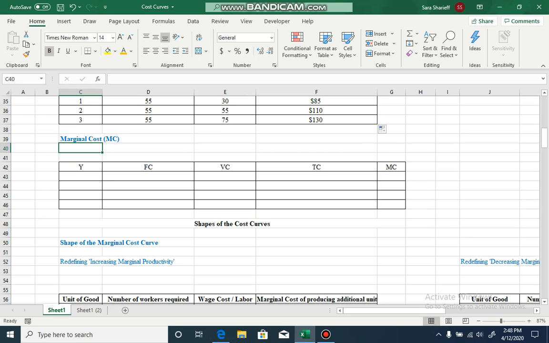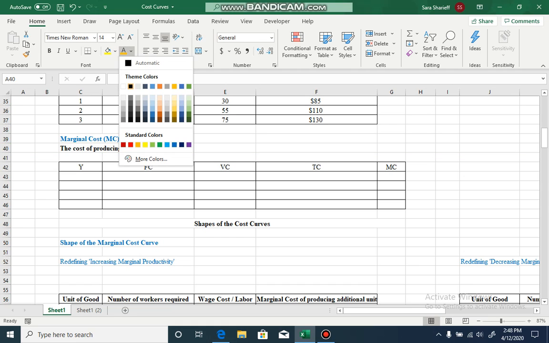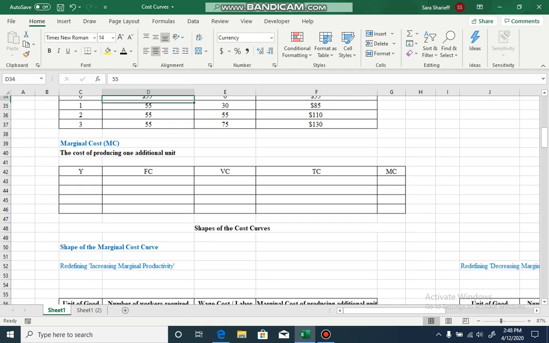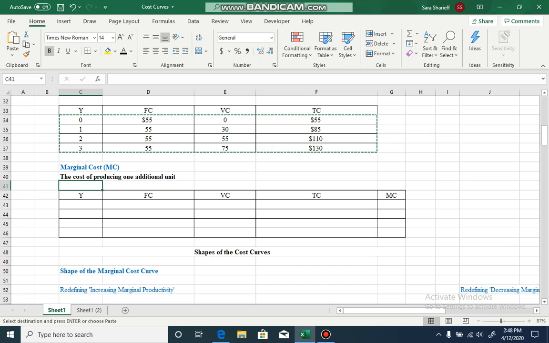अगर मैं एक और यूनिट बनाऊँ तो मुझे कितना खर्चा आएगा? Additional cost कितनी आएगी? The cost of producing one additional unit, ये आपकी marginal cost है. So given this data, let me copy it here. If this is the data that we have, ठीक है. Now if I ask you what is the marginal cost of the first unit, how will you reply?